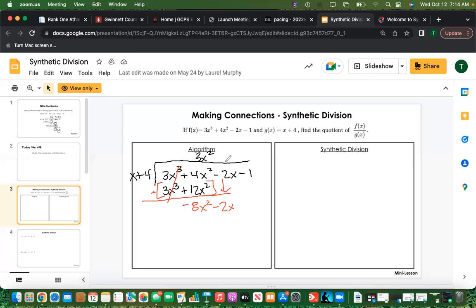We're going to repeat that exact same process. So what times x would give us negative 8x squared? Well, that's going to be negative 8x. Negative 8x times everything on the outside is going to give us negative 8x squared minus 32x. We're going to change the sign, draw our line. So these will cancel. Negative 2 minus negative 32 is going to give us 30x. And we'll bring down our next term.